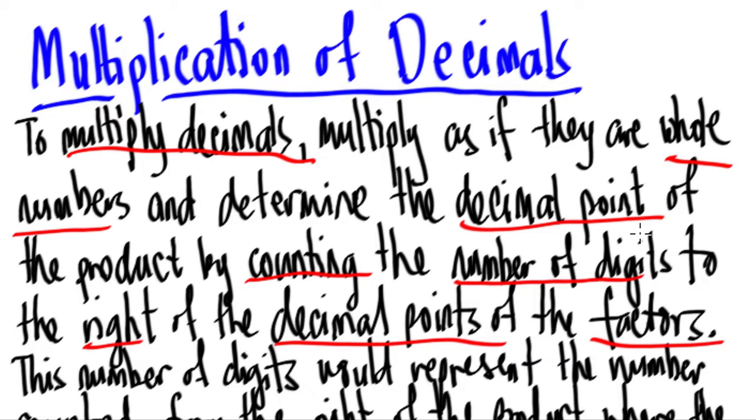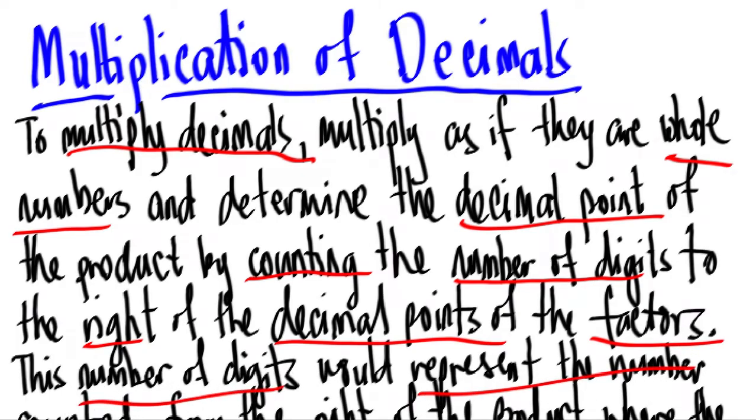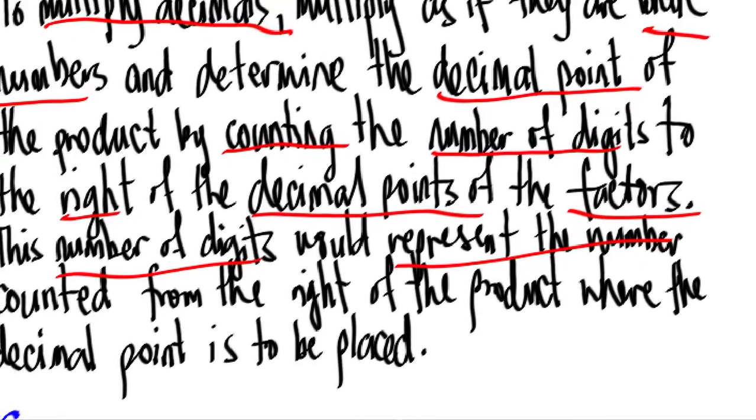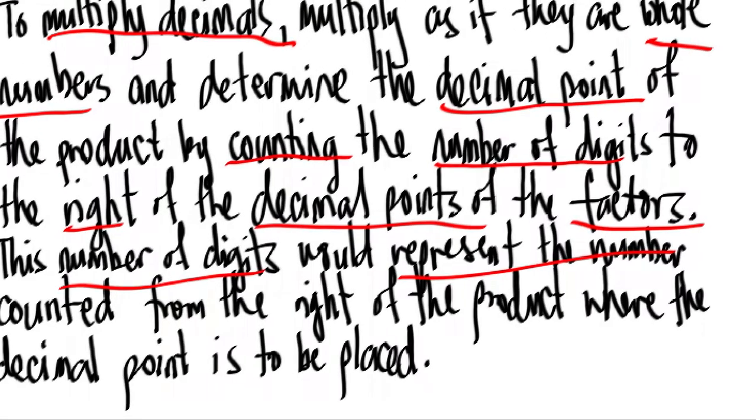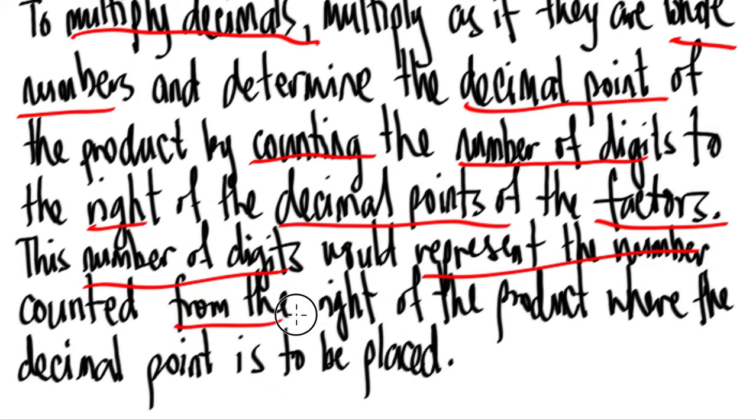So we're going to count the number of digits to the right of the decimal point of the factors. Then count all of them out of all the factors, and that will be the number of digits to be counted from the right of the product, where the decimal point is to be placed.